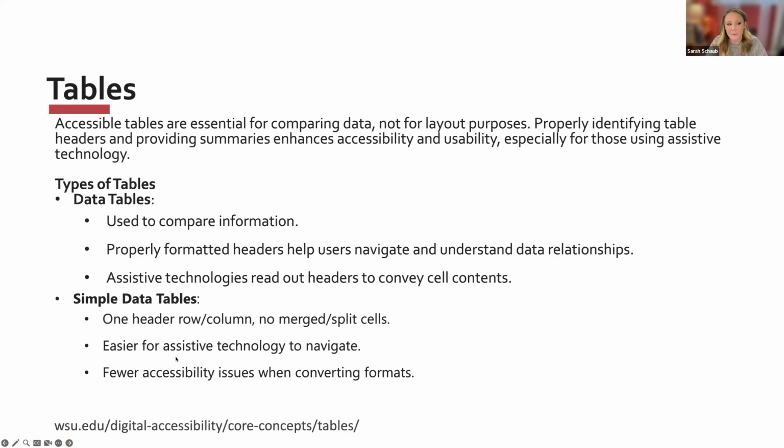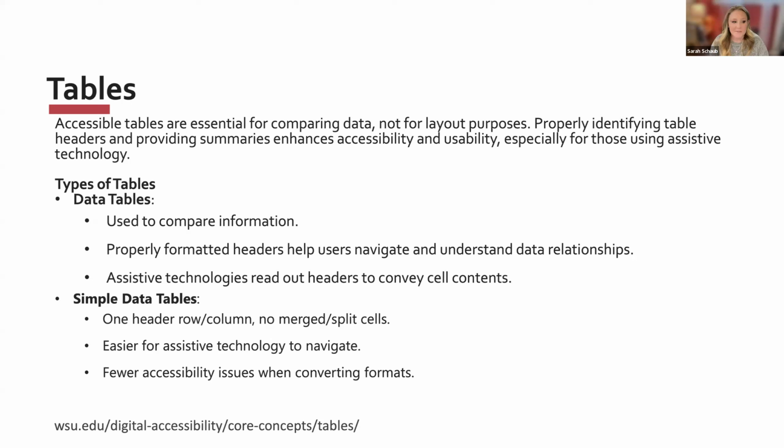So another core concept is tables, which again, we could probably spend an entire hour on just focusing on tables. They can get complex, so this is more of a high level overview. The types of tables we'll cover and show, and I'll tell you a couple of examples of what would and would not be acceptable. So accessible tables are essential for comparing data and should not be used for layout purposes. Properly identifying table headers and providing summaries enhances accessibility and usability, especially for those using assistive technology.